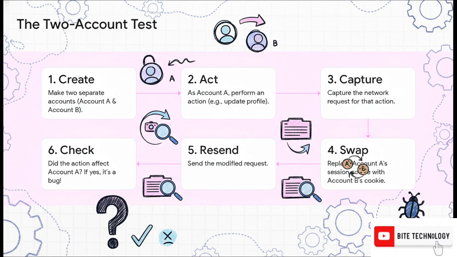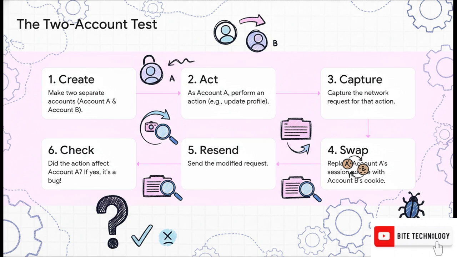Then, you log in as Account A, and just do something simple, like update your profile. Using your browser's developer tools, you capture the request your computer sent to the server. Now here's the magic. Every logged-in user has a unique identifier called a cookie. You're going to take the request from Account A, but swap out its cookie and put Account B's cookie in. Then you resend it. The final step is to check, did the profile for Account A change? If it did, congratulations. You just proved you can control one user's account while logged in as another.